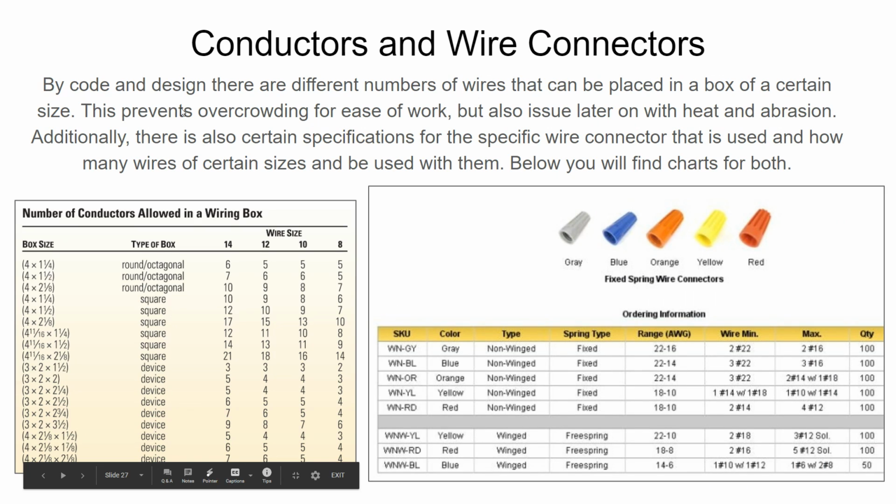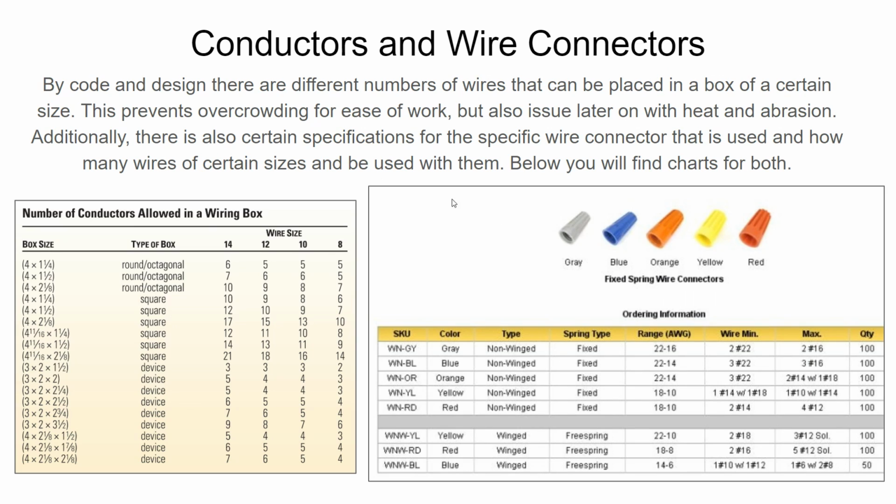Okay, conductors and wire connectors. We talked about the size of wires. Depending on the size of the wire, the size of the box, and the wire nut that you're using, you can have a certain number of wires contained within there. That's what this is, box size. So 4" by 1 1/4" round octagonal box. So that's a 4" round with a 1 1/4" lip on it, I believe. You can have 6 14-gauge wires. 12, 10, 8 individually. Okay?